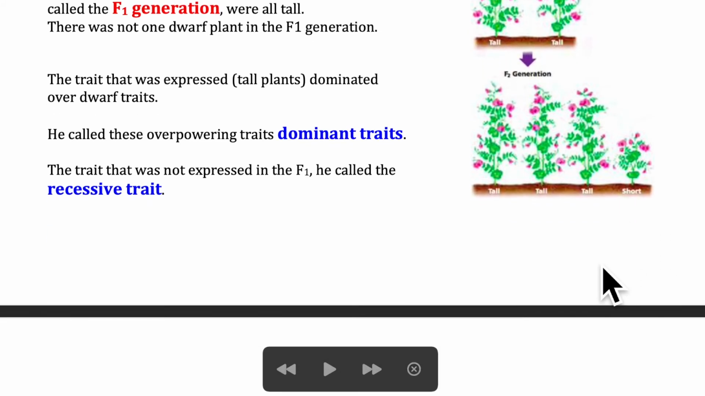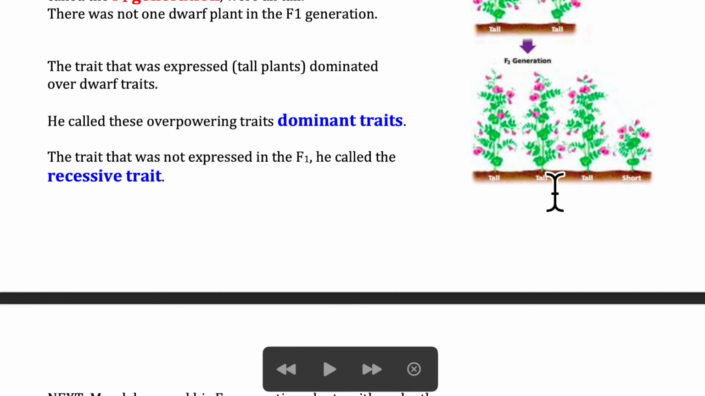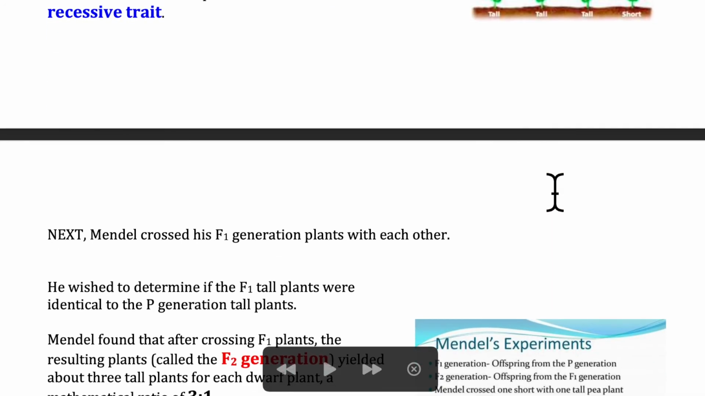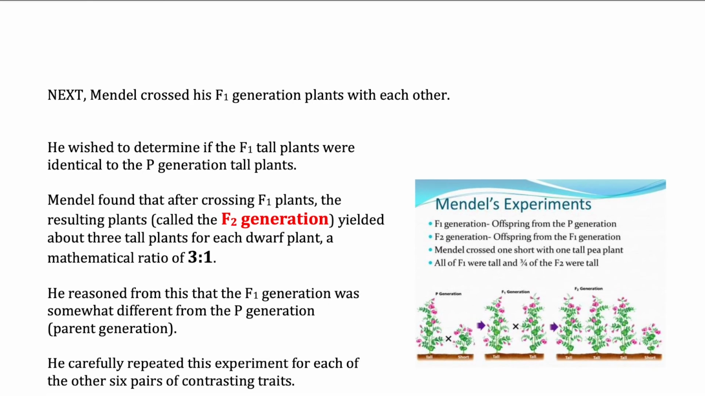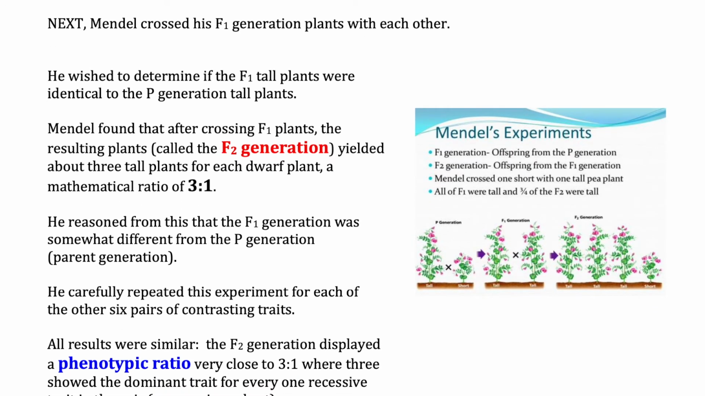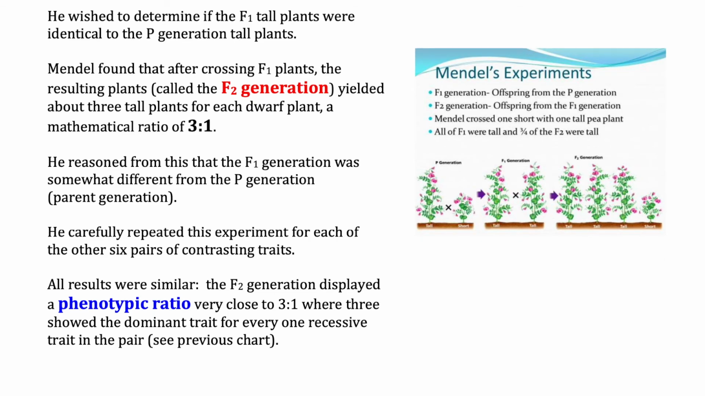Next, Mendel crossed his F1 generation plants with each other. For example, he was crossing capital T lowercase t plants with other capital T lowercase t plants. He wished to determine if the F1 tall plants were identical to the P generation tall plants. Mendel found that after crossing F1 plants, the resulting plants, called the F2 generation, yielded about 3 tall plants for each dwarf plant, the mathematical ratio of which was 3:1.